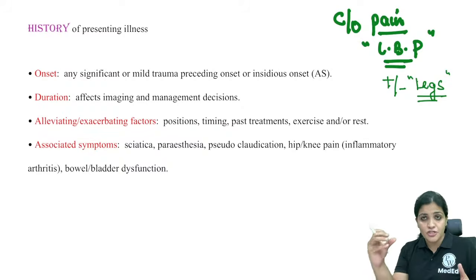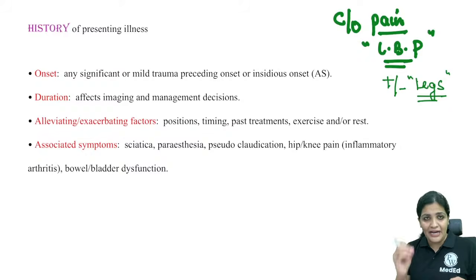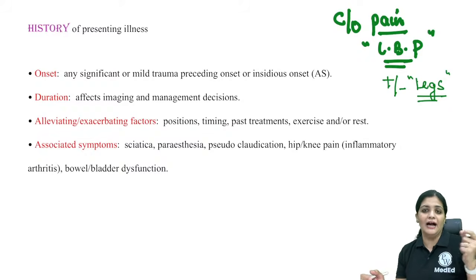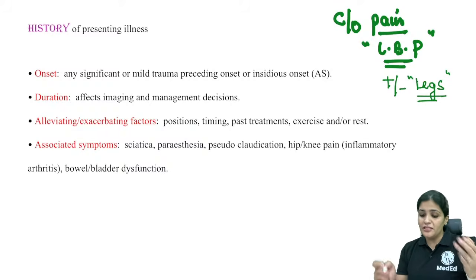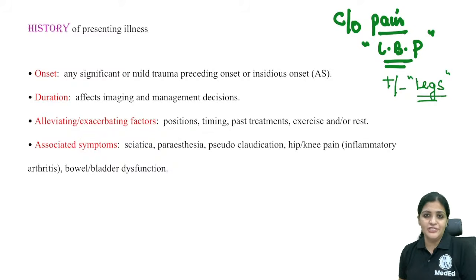And once you have understood that this is a low back pain you're dealing with, the first thing you have to ask is, what is the onset of it? How did it actually start? What triggered it? This could be a trauma, or a significant incident, or weightlifting. All these could be reasons for initiating your low back pain.